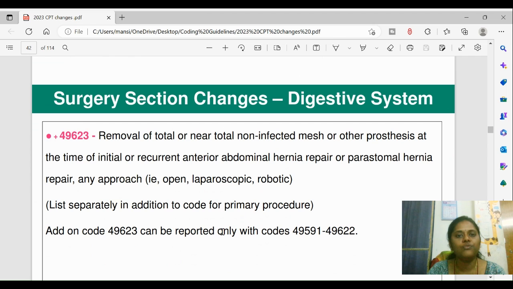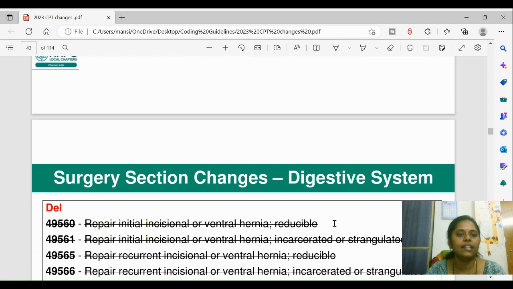Then we have one add-on code for removal of mesh. Removal of total or near total non-infected mesh or other prosthesis at the time of initial or recurrent anterior abdominal hernia repair or parastomal hernia repair, any approach, that is open, laparoscopic, robotic. This is an add-on code. Plus symbol indicates it's an add-on code and should not be given alone. It should be given along with the primary procedure. Those primary procedures are 49591 to 49622. That is your hernia repair. This is all about hernia repair.